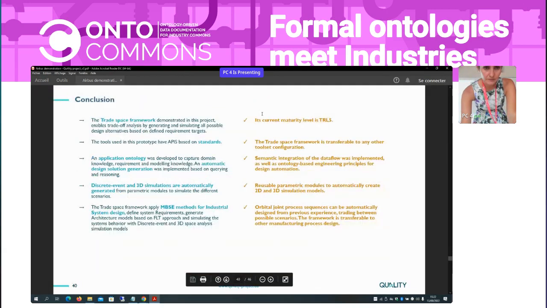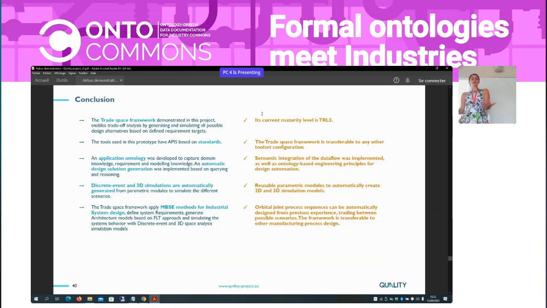So to conclude, we have demonstrated a trace space framework that is using state-of-the-art technologies and different ontologies that are proposed in the ecosystem. Its current maturity level assessment is 0.5 in our maturity process. All the tools that we're using in these prototypes have APIs that are based on standards, because our purpose is that this framework is transferable also to any other toolset configuration that we can choose in the different maturity levels.